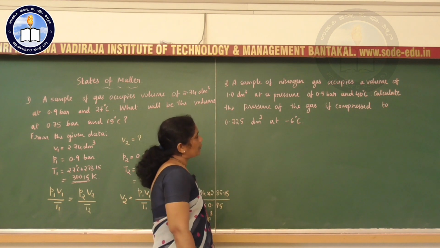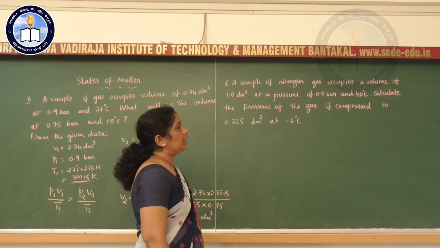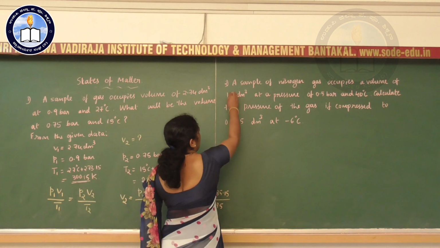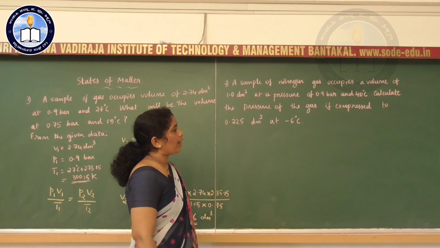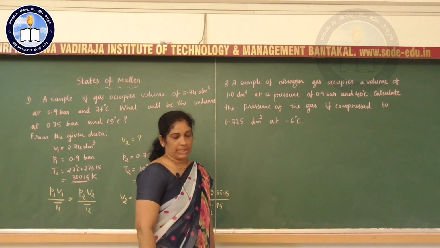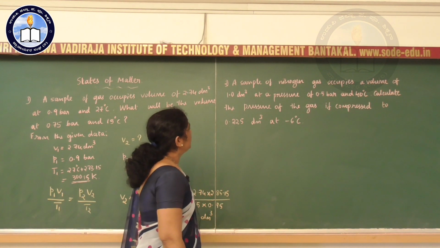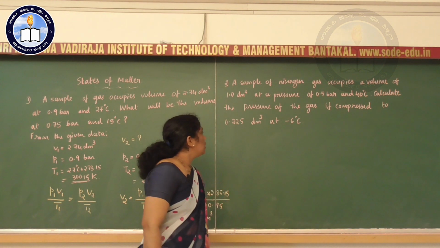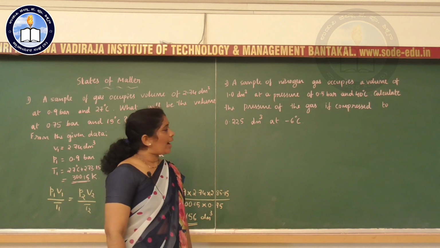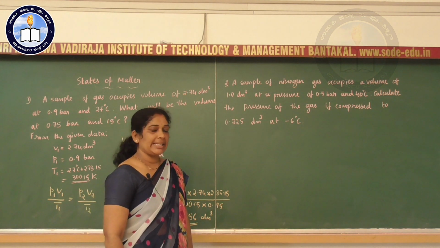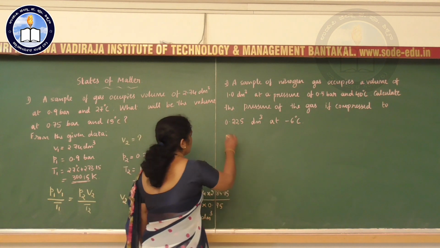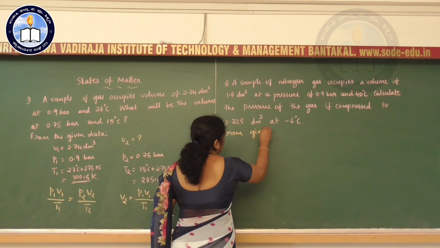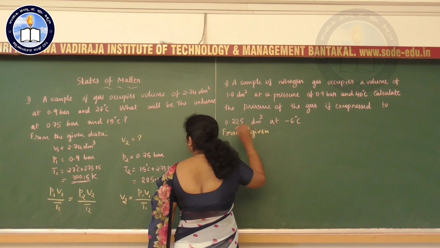A sample of nitrogen gas occupies a volume of 1 dm³ at a pressure of 0.5 bar and 40 degrees Celsius. Calculate the pressure of the gas if compressed to 0.225 dm³ at minus 6 degrees Celsius. So here also, first let us write the given data.